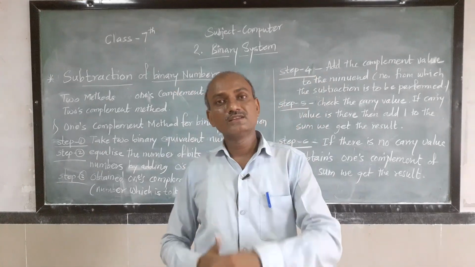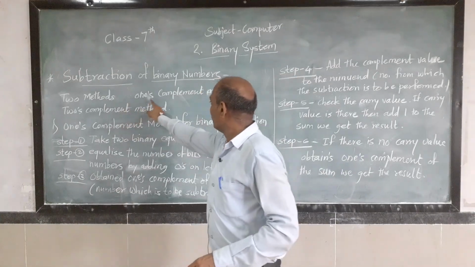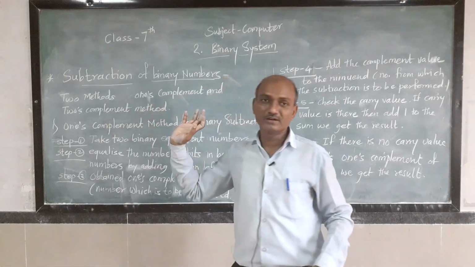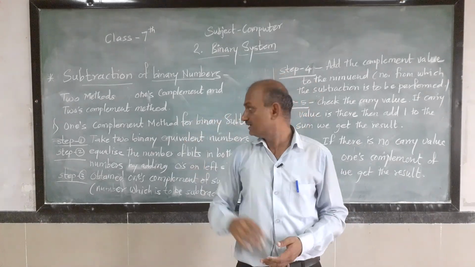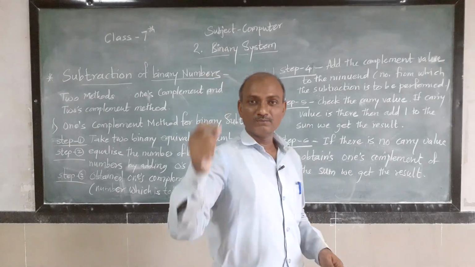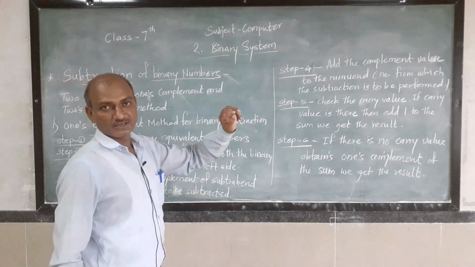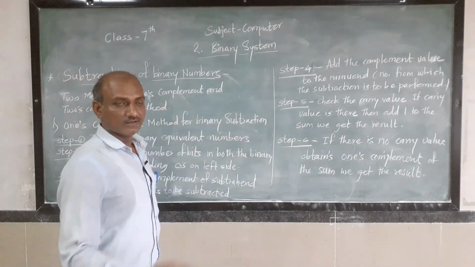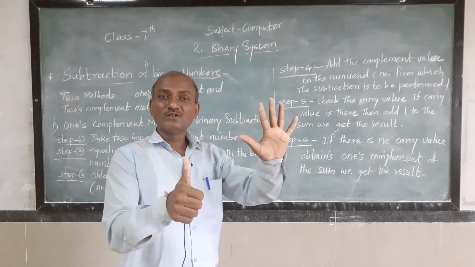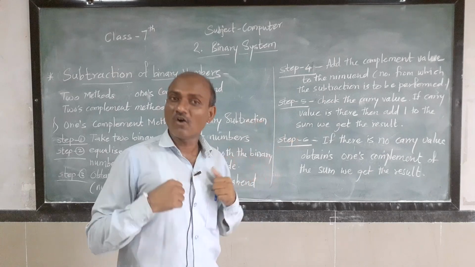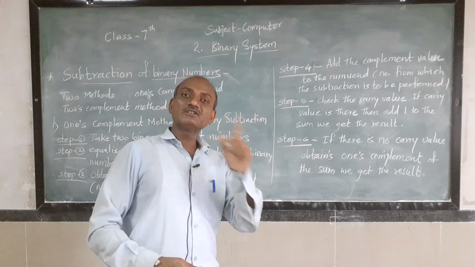While doing the subtraction of binary numbers, there are two types of methods: the ones complement and the twos complement method. We can do the subtraction by the ones complement method and the twos complement method. First we start with the ones complement method of binary subtraction. Let us start. There are 6 steps and 6 rules that we have to follow while calculating the subtraction by the ones complement method.